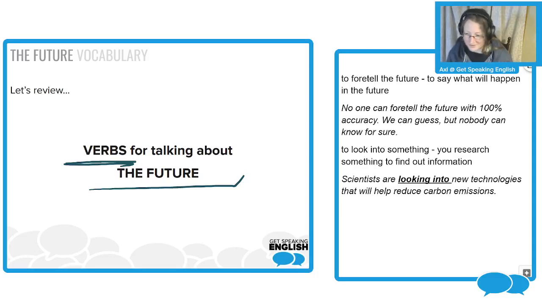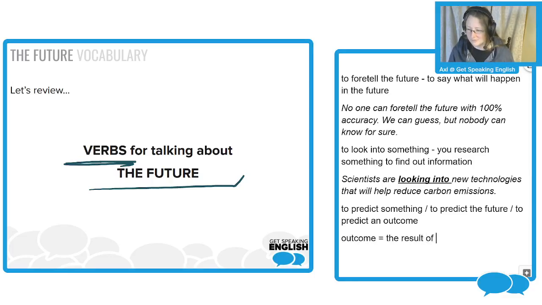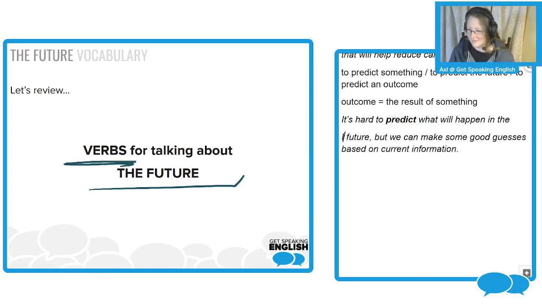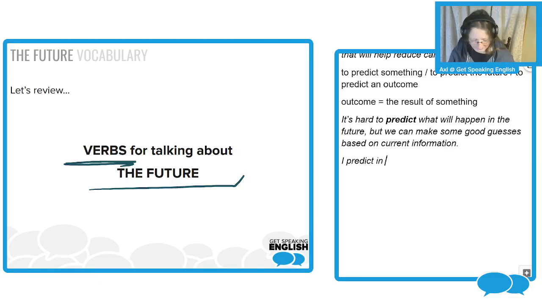We could also use predict, to predict the future, or to predict an outcome. An outcome is going to be the result of something. So for example, it's hard to predict what will happen in the future, but we could make some good guesses based on current information. Or I predict in 5 years I'll live in another country. Maybe I'm working towards that, and that's something that I envision in my future.